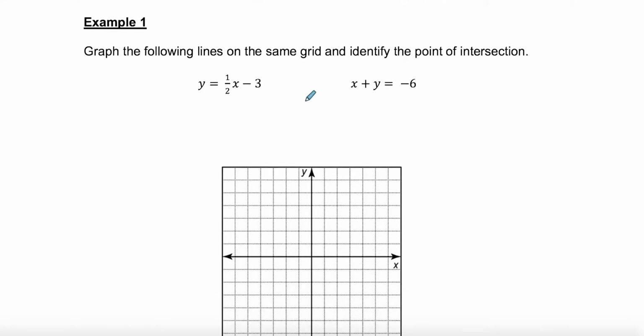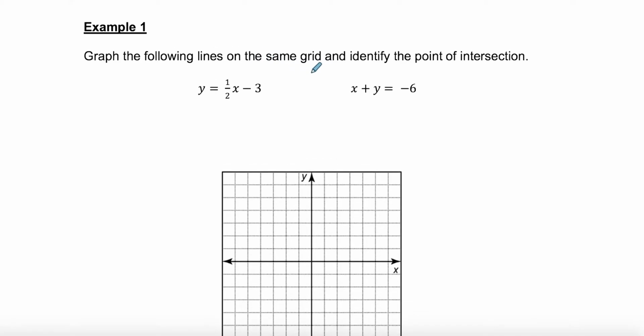So example 1: graph the following lines on the same grid and identify the point of intersection. So we've been practicing graphing lines, and I've been telling you that you need to make sure you get nice straight lines. And this is really why, because if your line is going a little bit crooked, it'll be much harder to tell where the two lines cross.